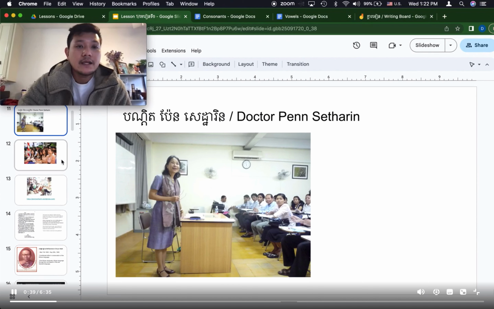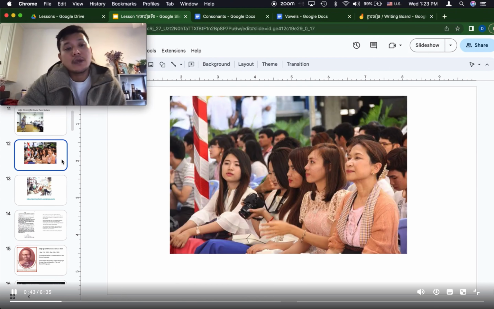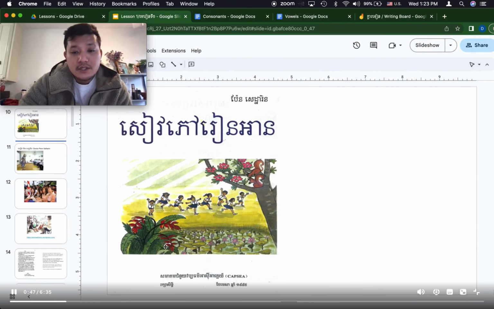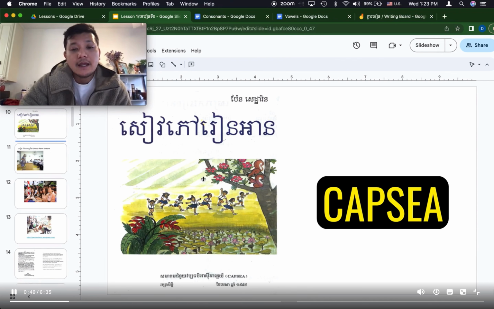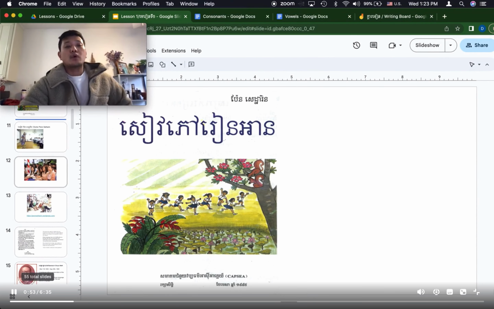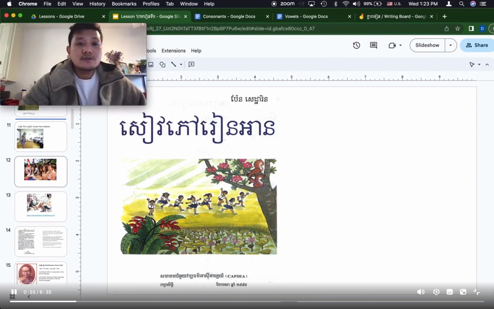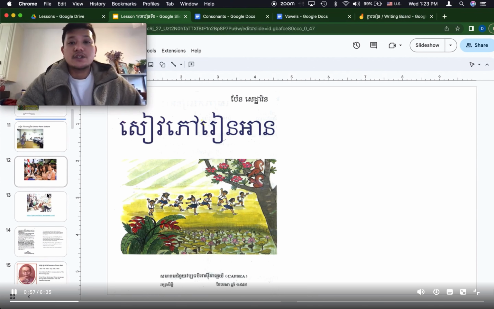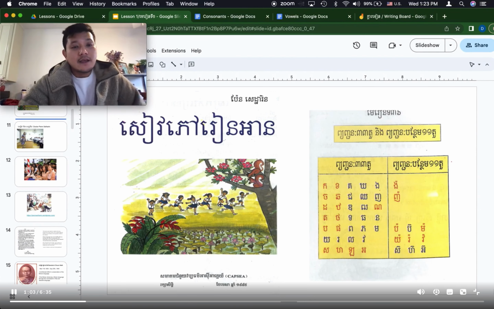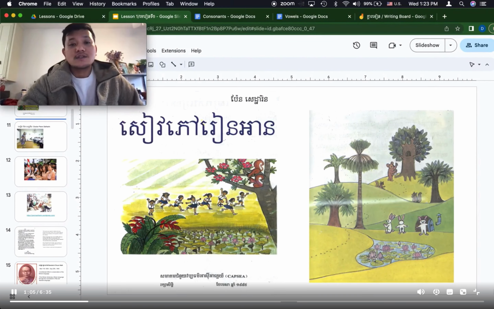And in the late 80s, early 90s, Dr. Pansitaran came back to Cambodia and worked with an organization called CAPSI, and they created this book and made this book accessible to children in primary education in the 90s. And I was one of those kids that used this book, and I think it is the best source for learning.